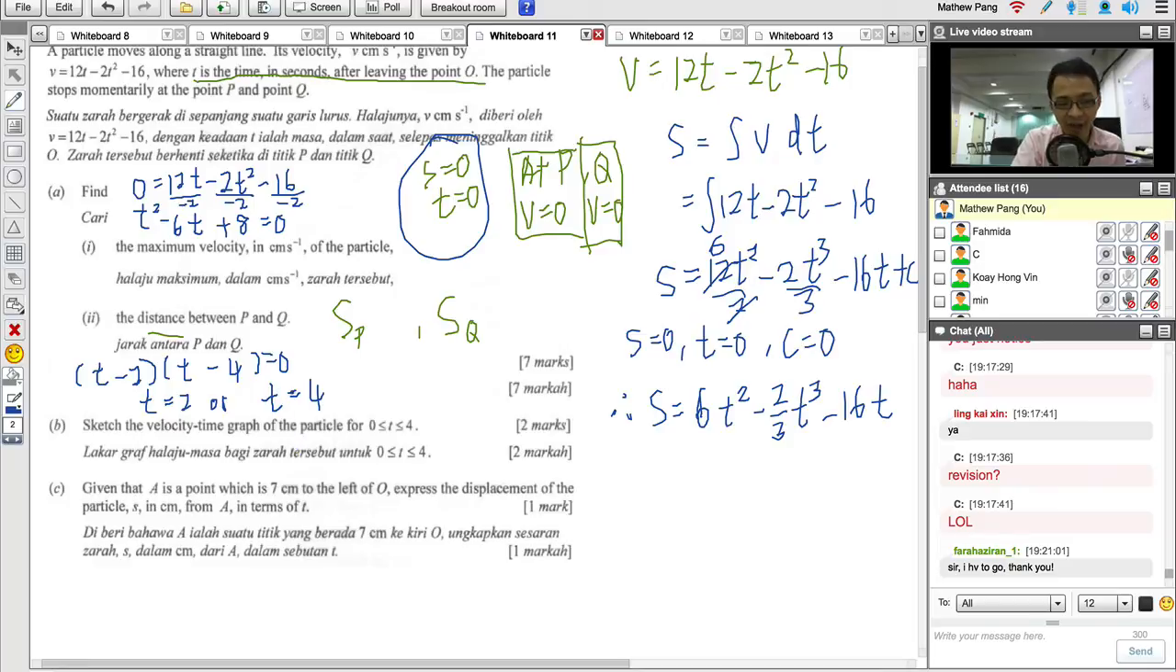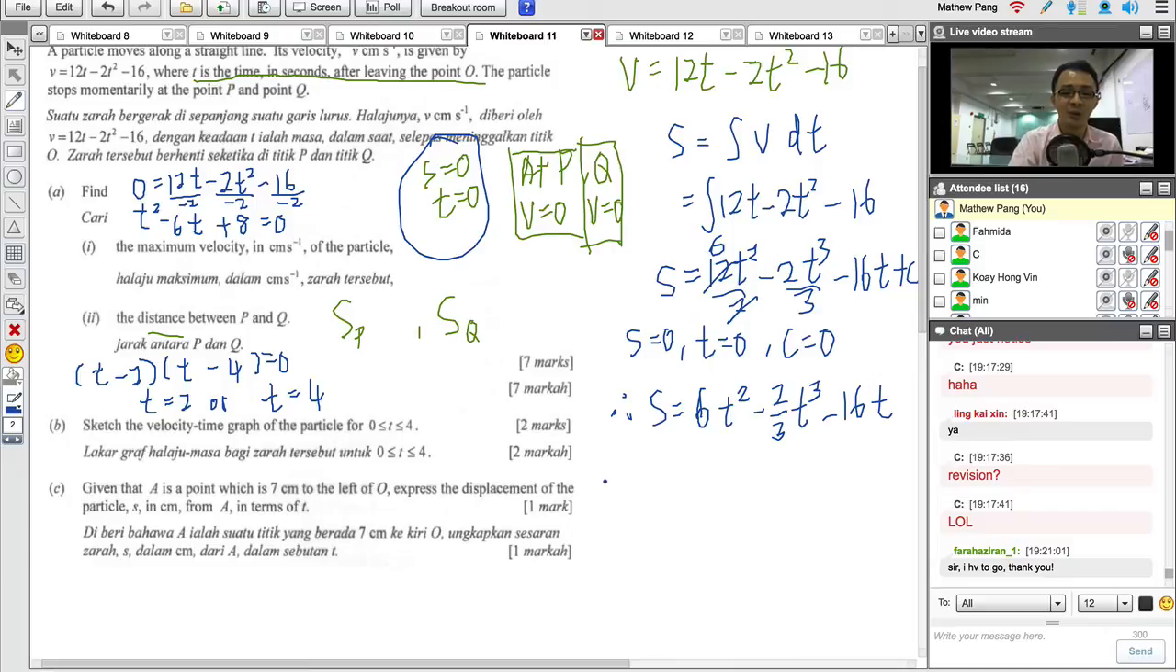So the problem now is we do not know whether t equals 2 belongs to P or t equals 4 belongs to Q. We have no information about this. But I know one of it is for P and one of it is for Q. So it doesn't matter. We want to find the distance between P and Q, so we just need to find the displacement for these two.